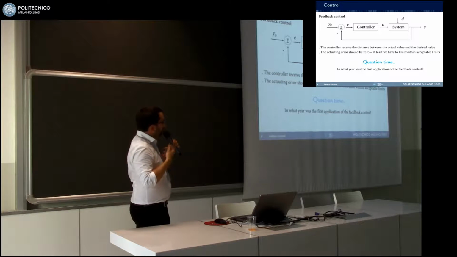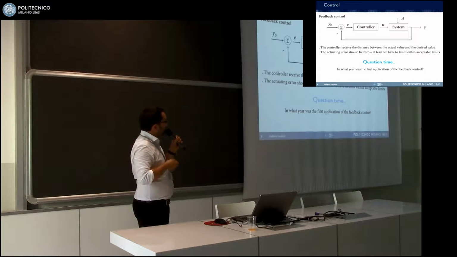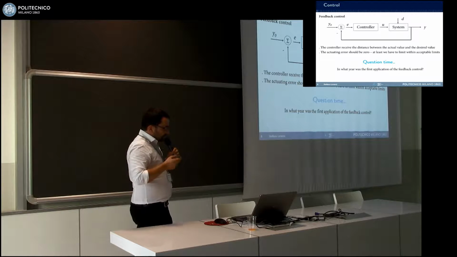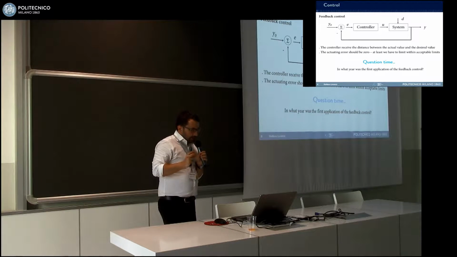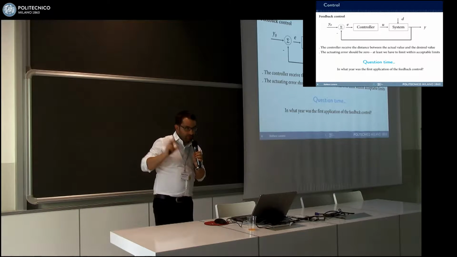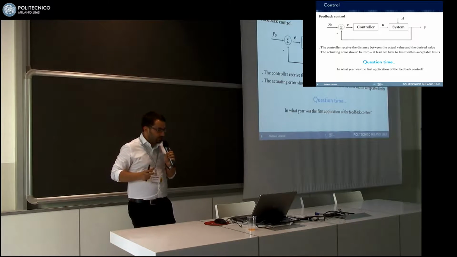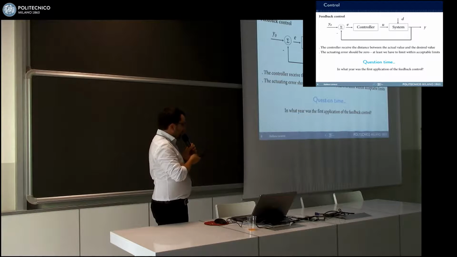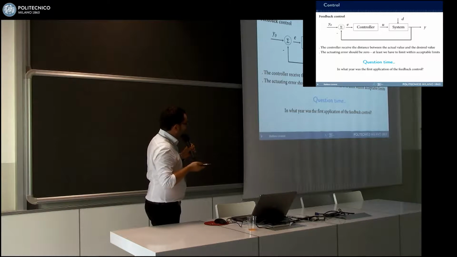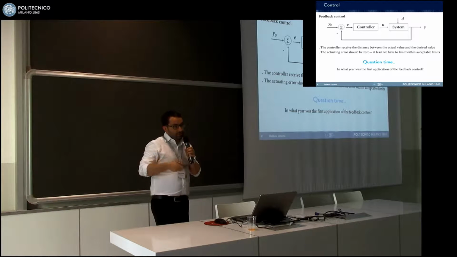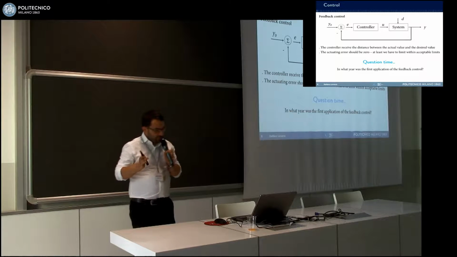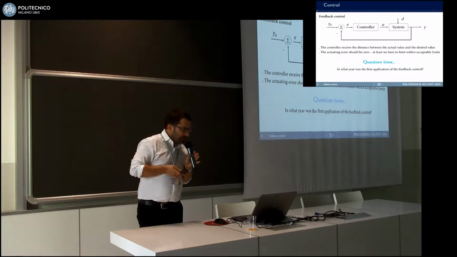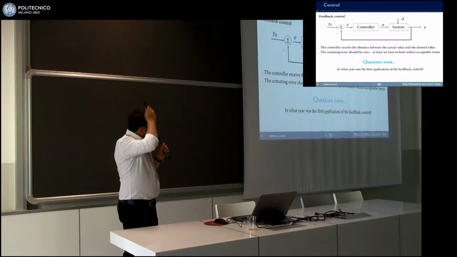In particular, how to implement a feedback control. Basically, we want to keep the difference between the actual value and the desired value as low as possible. So at the end, E, the actuating error, should be 0. Actually, it cannot be 0 all the time, but we will try at least to limit it within acceptable limits.